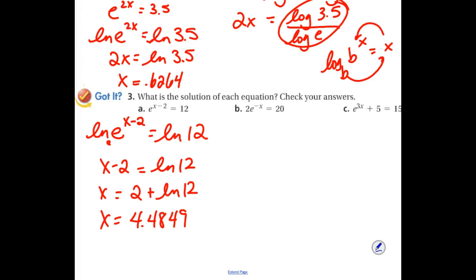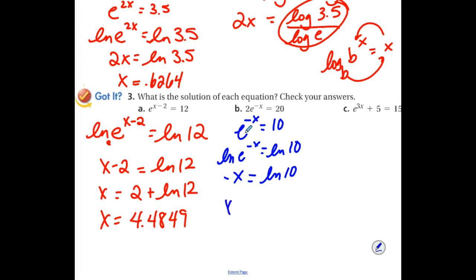All right, what was our first step? Divide out the 2. So we have e to the negative x equals 10. All right. Then take the natural log of both sides. On the left side, we end up with negative x. So once you find the natural log of 10, just do its opposite. So you should have x being negative 2.3026. Okay with that? All right.